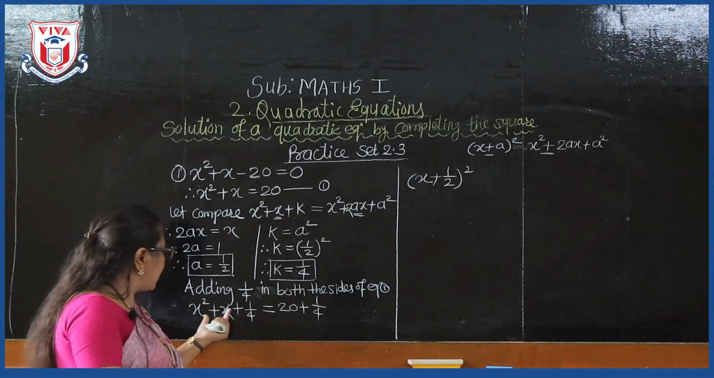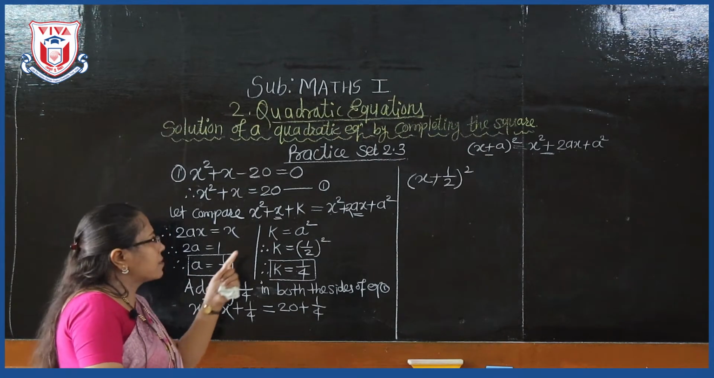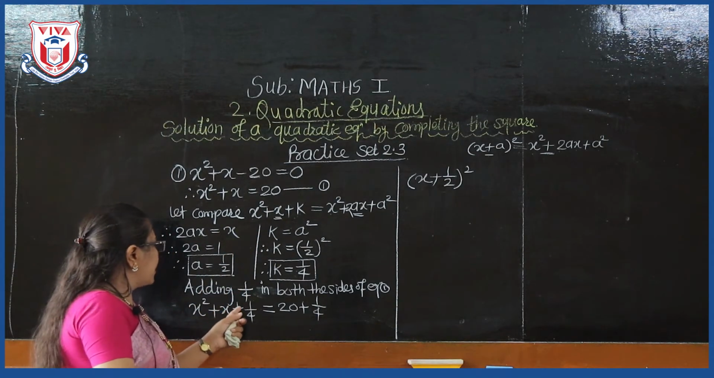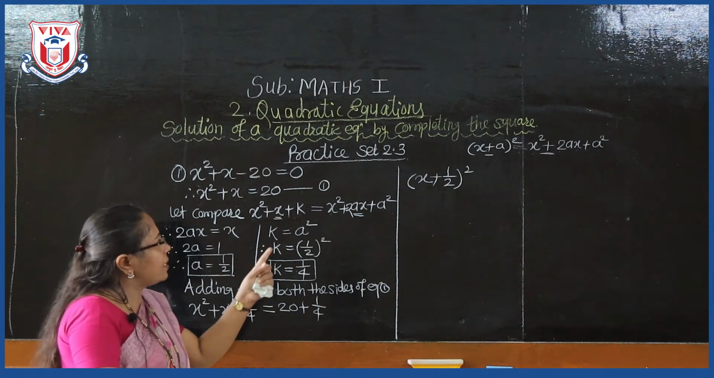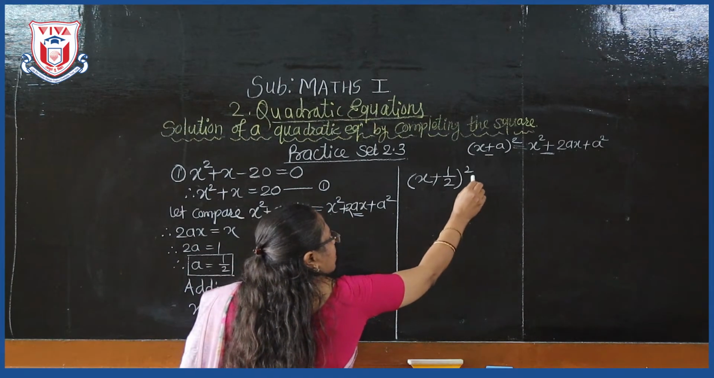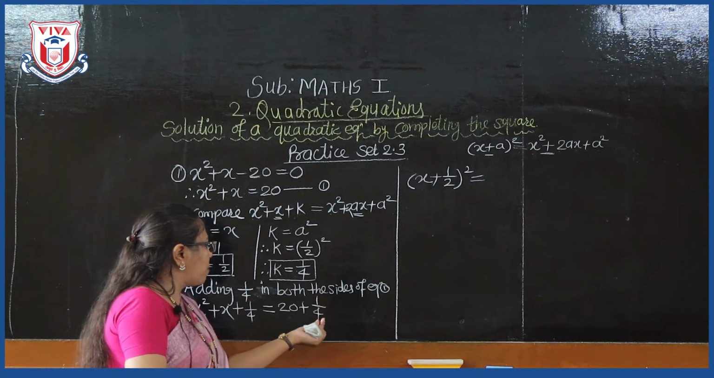Again I am revising. First write the square root of the first term, x. Then write the middle term sign, plus. Then the square root of the third term. Square root of 1 upon 4 is 1 upon 2. Bracket square. Equal to. Now this is 20 plus 1 upon 4.